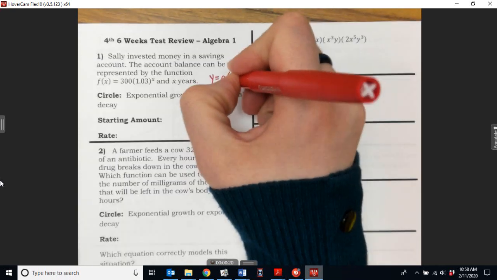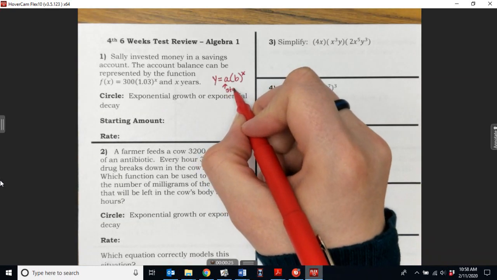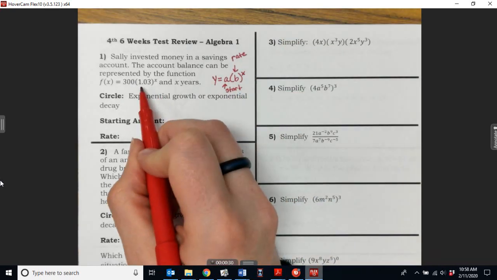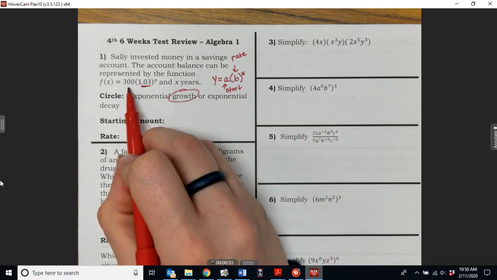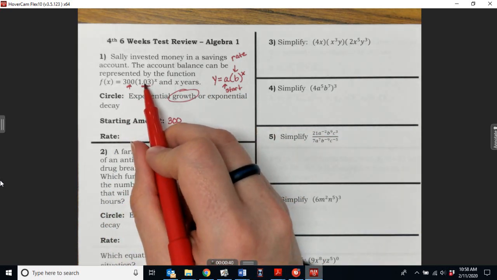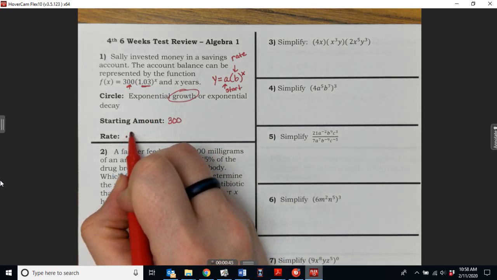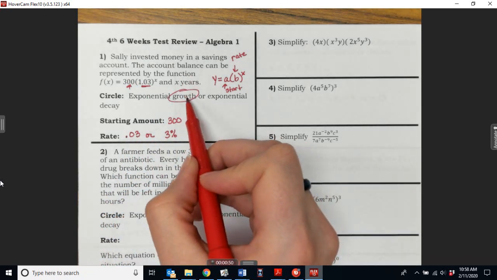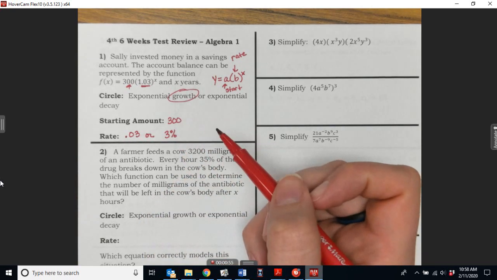Remember, if we have this form of equation, this part here is your start, and inside the parentheses is your rate. And since my rate is bigger than 1, it's exponential growth. And my starting amount is the 300. Now remember, your rate has to be added to 1 or subtracted from 1. And here it was added to 1. So my rate is 0.03, or we change it to 3%. Mostly, though, you need to understand if it's growth or decay and what the starting amount is.